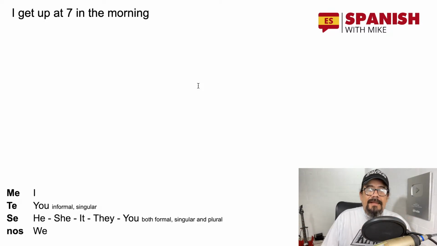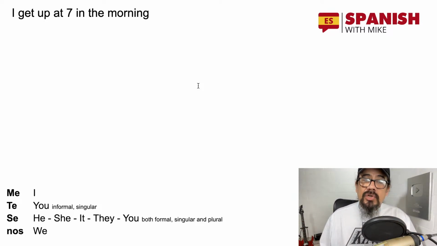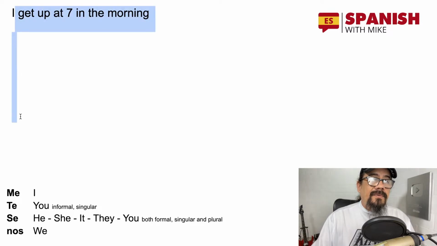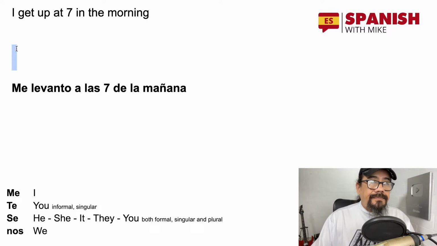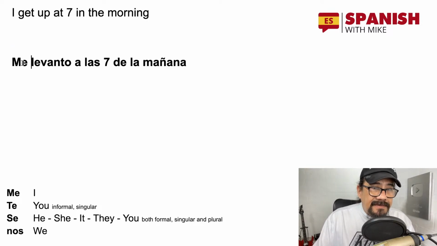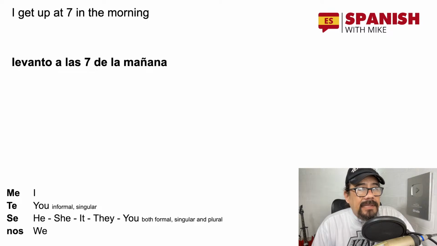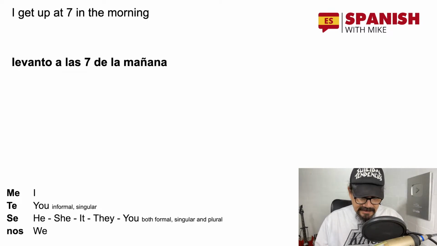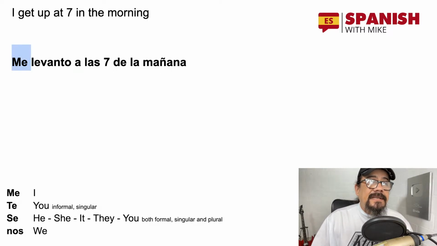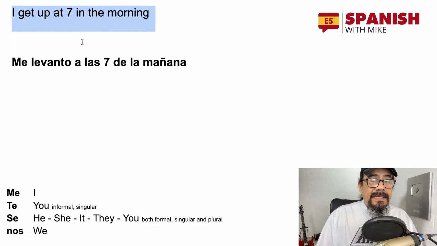Wake up. Is it an accident? No. So this most likely is a reflexive sentence. And how do we know? To make sure it's a reflexive sentence, just delete me. Levanto a las 7 de la mañana. ¿Levanto qué? I don't know. So yes, if I need the reflexive pronoun, it is a reflexive sentence. Me levanto a las 7 de la mañana. And I get up at 7 in the morning. In English, it's not reflexive because I'm not using myself. In Spanish, it is.